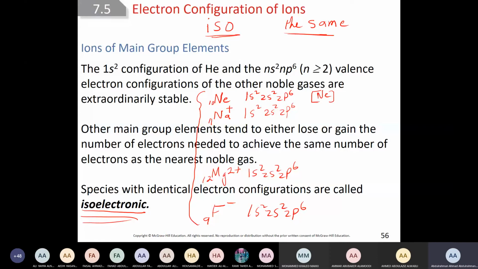They all have the electronic structure of neon. Clear? Any question? Okay, now let me ask you a simple question. Which one will be the biggest in size and which one will be the smallest in size?